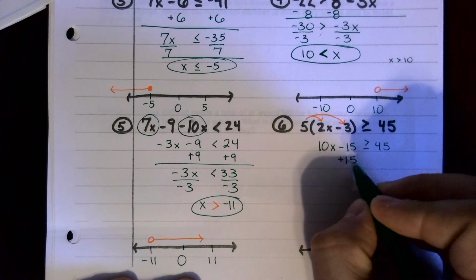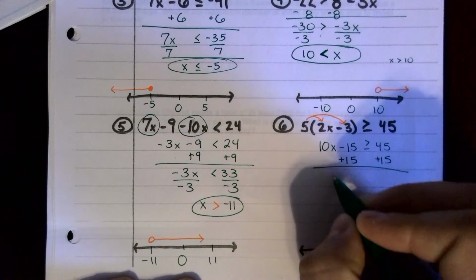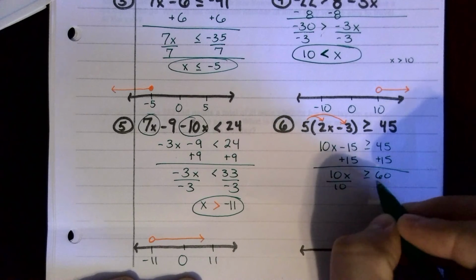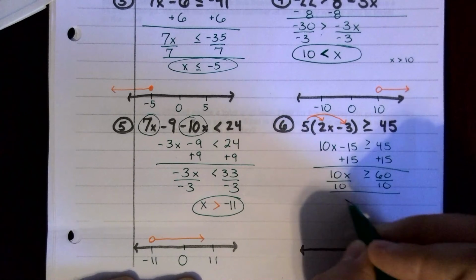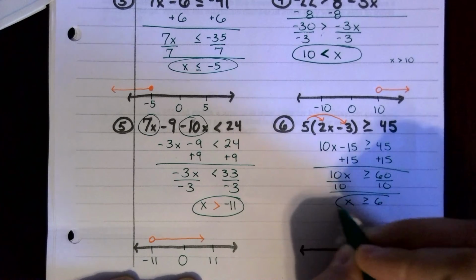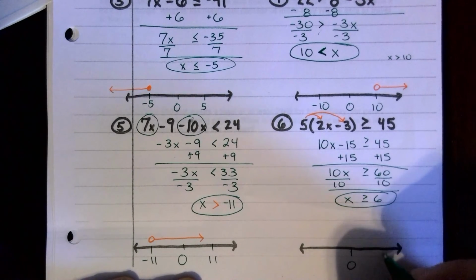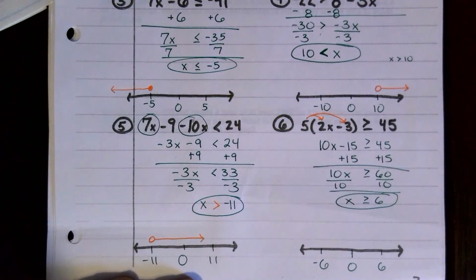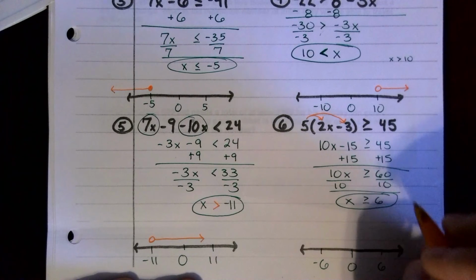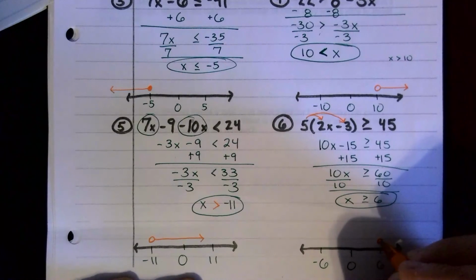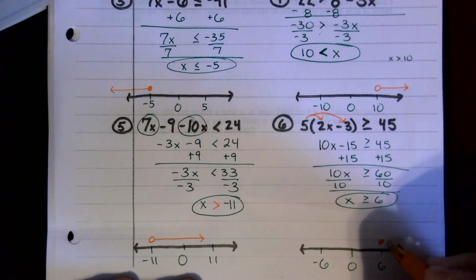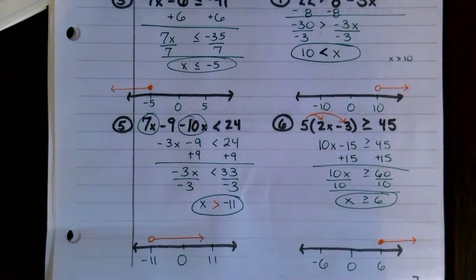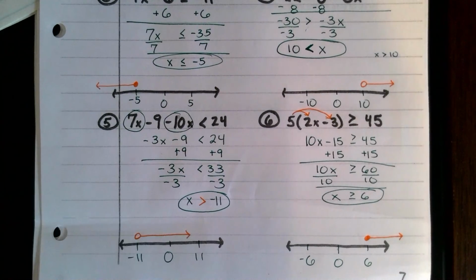Add 15 to both sides. 10x is greater than or equal to 60. Divide by 10. And x is greater than or equal to 6. No flipping anywhere on that one. But this one is greater than or equal to, so I have to have a filled in circle at 6 because I want to include that as my answer. So it's anything 6 or larger is my answer in that case. So there is your answer to the last problem on page 7.